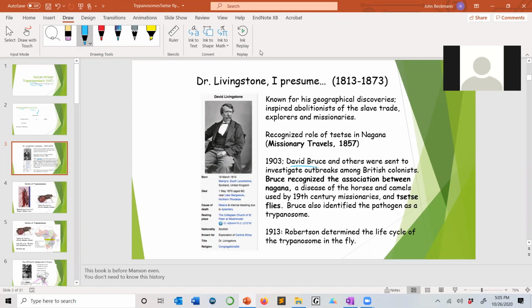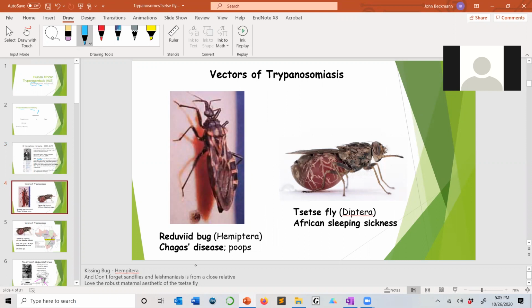So these are the vectors, the two different vectors of the trypanosome. So this is the reduviid bug. We call this the kissing bug. You have these in your lab. Ephon has these in his lab if you guys want to study them. This is a unique case of a blood feeding hemipteran. Most hemipterans feed on plants. I guess bed bugs are hemipterans, so I guess there are other blood feeding hemipterans, but this is the kissing bug.